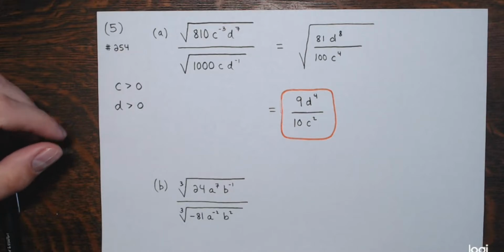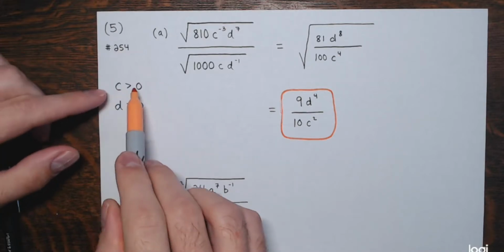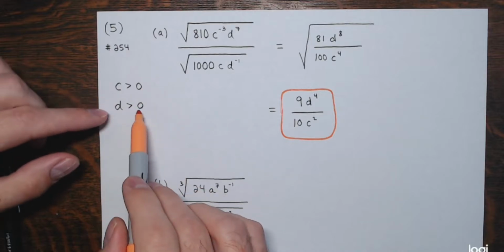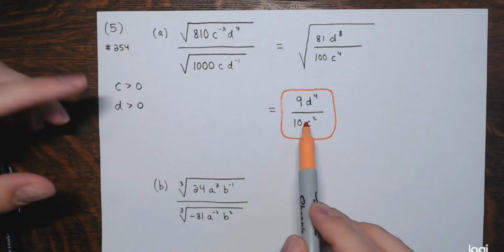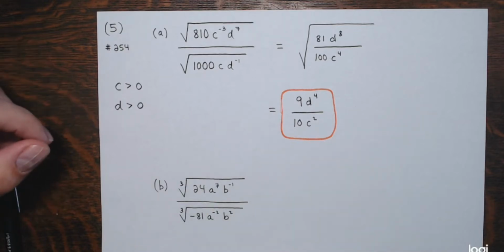All right, and once again, replace c with any positive number you want, and d with any positive number you want. Punch it in the original expression, punch it in the final expression, and you'll see you get the same result.